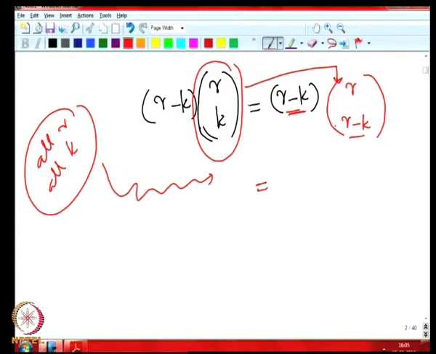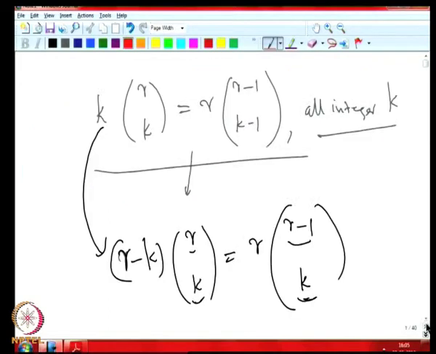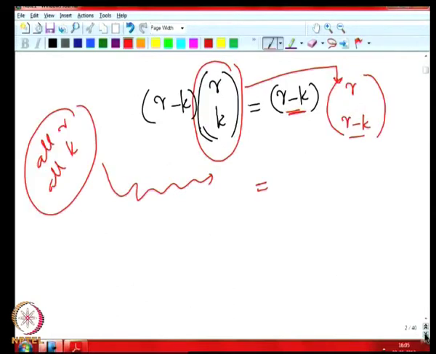So it's like our previous identity, k into r choose k equals r into r minus 1 choose k minus 1. Instead of k, here we have r minus k. So here this and this are the same, so we can write it as r into, using the previous absorption identity, both indexes reduced, r minus 1 choose r minus k minus 1.